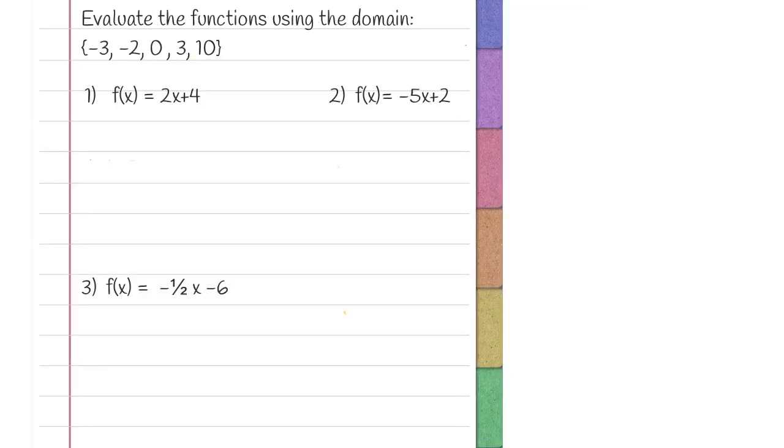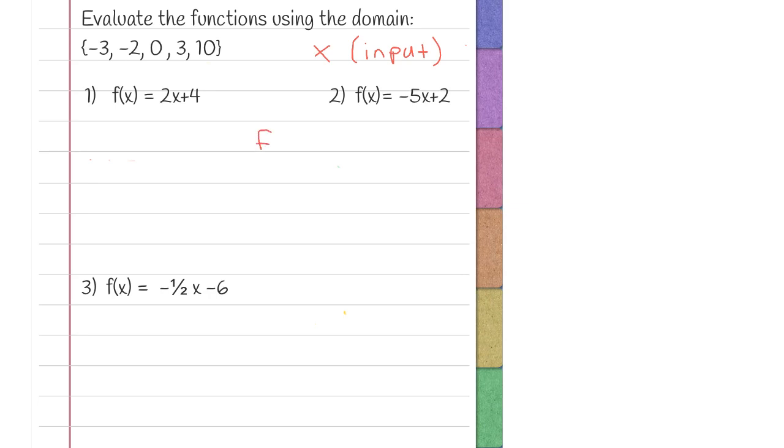All right. For number 3, we have that f of x is equal to negative 1/2 x minus 6. So again, my domain is my x. In other words, the x is the input. Think about it like this: anytime you see parentheses, think about input. In parentheses, input.